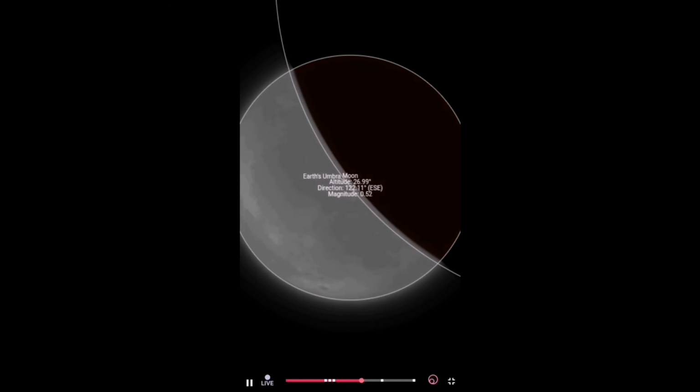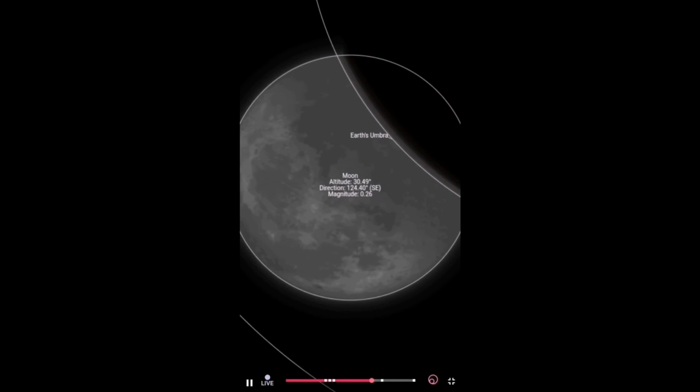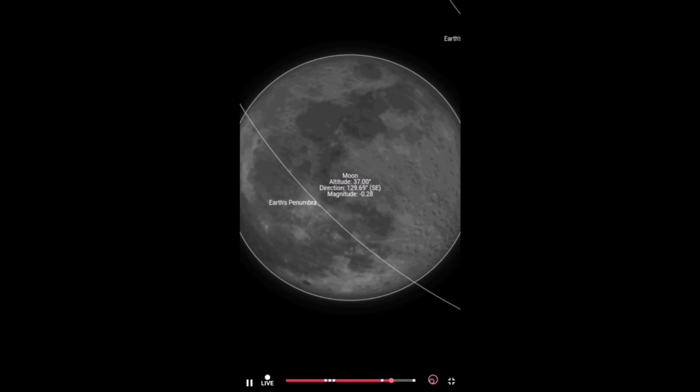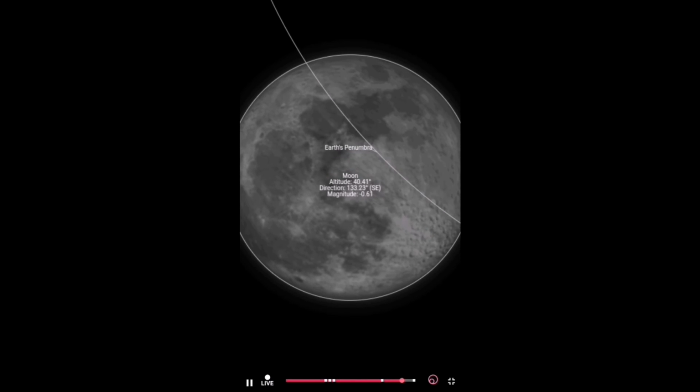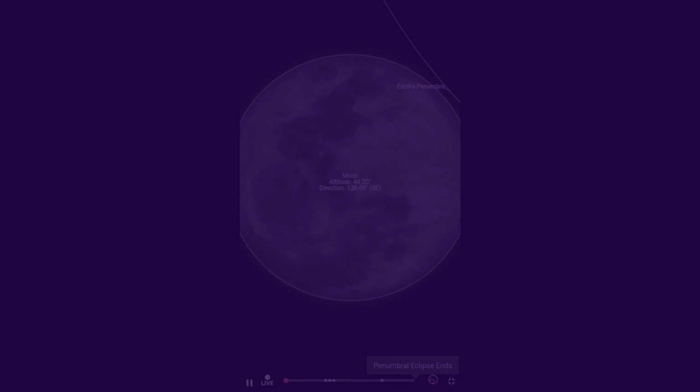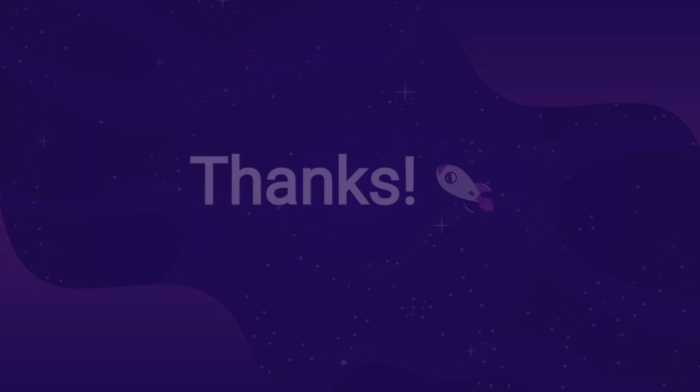The duration of this event will last for 3 hours and 42 minutes, starting from 6:07 p.m. to 8:49 p.m. This total lunar eclipse will happen on the upcoming May 26, 2021. So let's mark our calendar and witness this astronomical event.